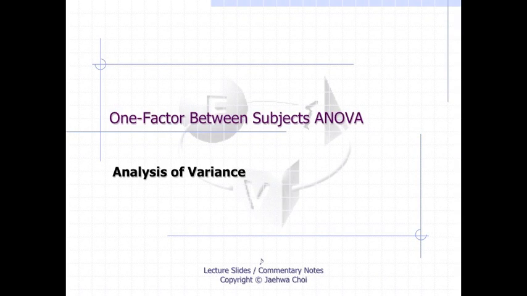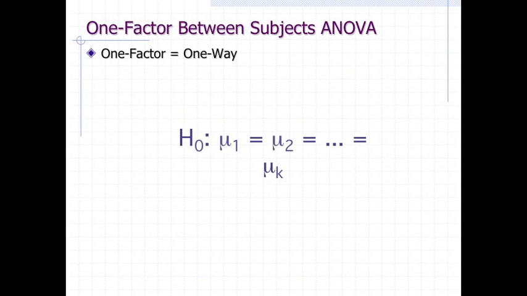One factor between subjects, ANOVA. This section shows how ANOVA can be used to analyze a one-factor between subjects design. The null hypothesis tested by ANOVA is that the population means for all conditions are the same.